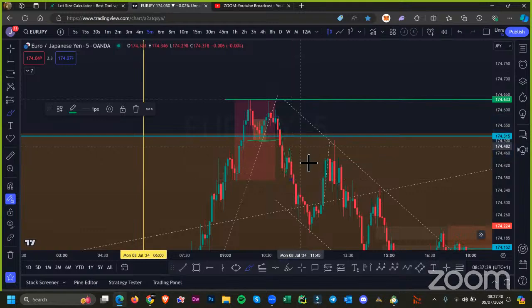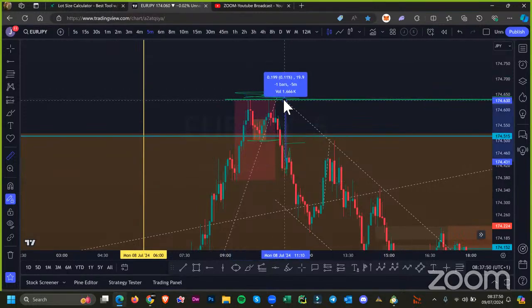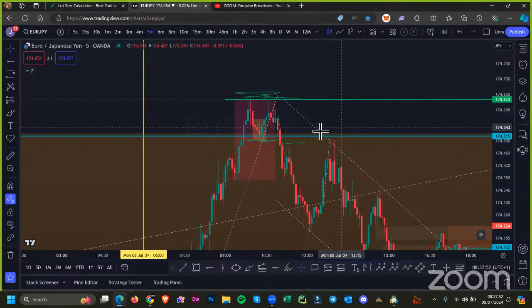You could have placed your stop above the last high, and you would possibly have been stopped out by this wick. Or in a safer place above this high, which makes more sense because this distance is only 20 pips or so.